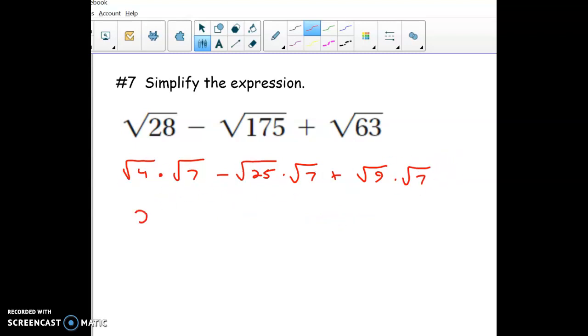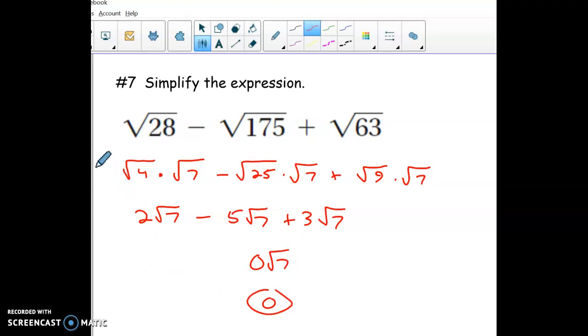Right, then you'll see these are all now radical 7s. So we have 2 radical 7. Square root of 4 is 2. Square root of 25 is 5. Square root of 9 is 3. And then we're good. So this one will actually come out to be 0. 2 minus 5 is negative 3, plus 3 is 0. So we get 0 radical 7, which is technically just 0. Right, so that's a little weird one. But yeah, there's our answer.